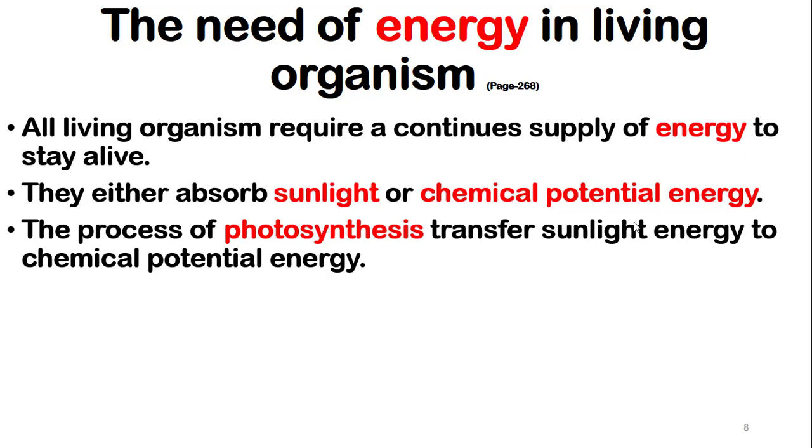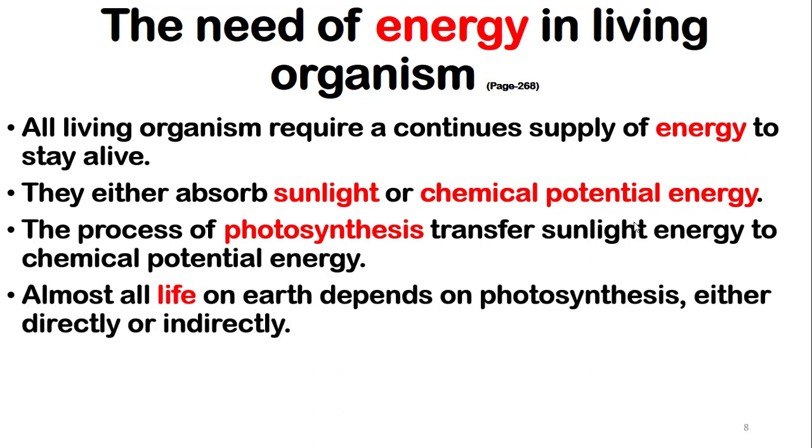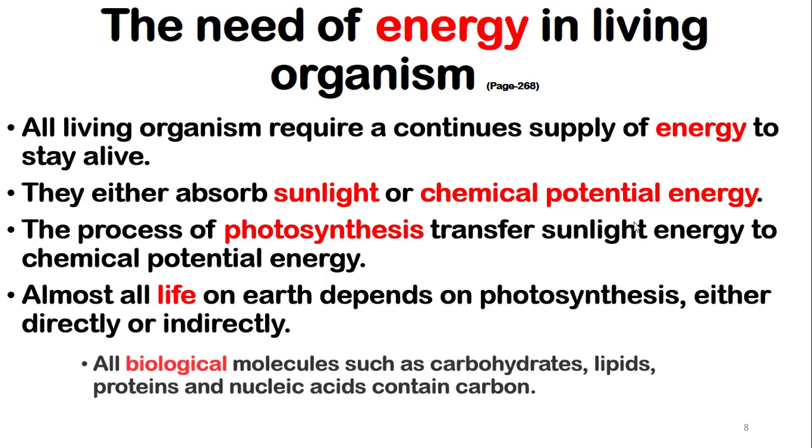The process of photosynthesis transfers sunlight energy to chemical potential energy. Almost all life on Earth depends on photosynthesis either directly or indirectly. For example, let's suppose herbivores. Herbivores are living organisms that directly depend on photosynthesis. They obtain their food from the plants. Other animals like lions indirectly depend on photosynthesis. For example, they feed on the herbivores. The herbivores feed on the plants, and the plants are the living organisms that convert sunlight energy into chemical potential energy.